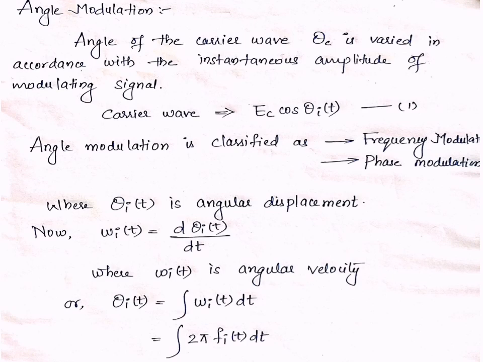Now how can we write theta i(t)? Theta i(t) is equal to the integral of omega i(t) dt, where omega i(t) is equal to 2 pi fi(t), so the integration of 2 pi fi(t) dt. Clear? So before going to frequency modulation, we should know what theta i(t) is, what omega i(t) is, and what fi(t) is.